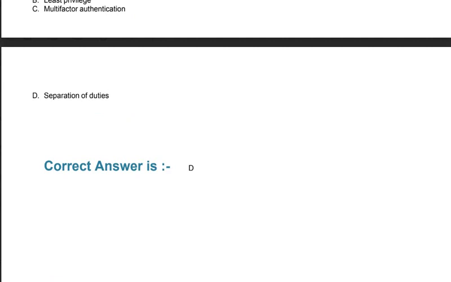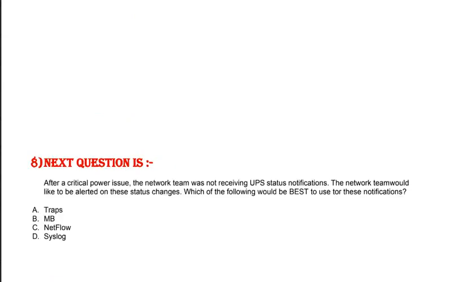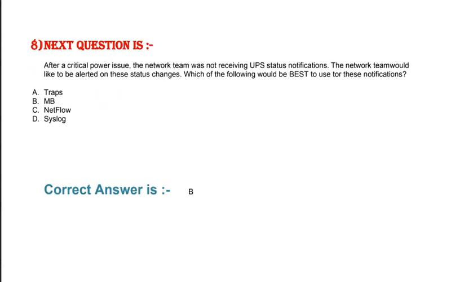Correct answer is option D. Question is, after a critical power issue, the network team was receiving UPS status notifications. The network team would like to be alerted on these status changes. Which of the following would be best to use for these notifications? Option A, traps. Option B, MIB. Option C, NetFlow. Option D, syslog. Correct answer is option B.